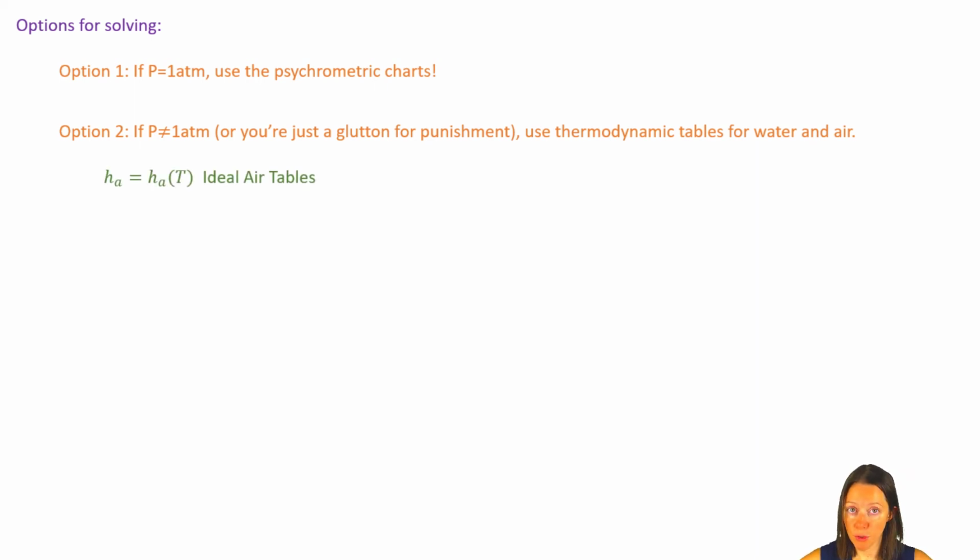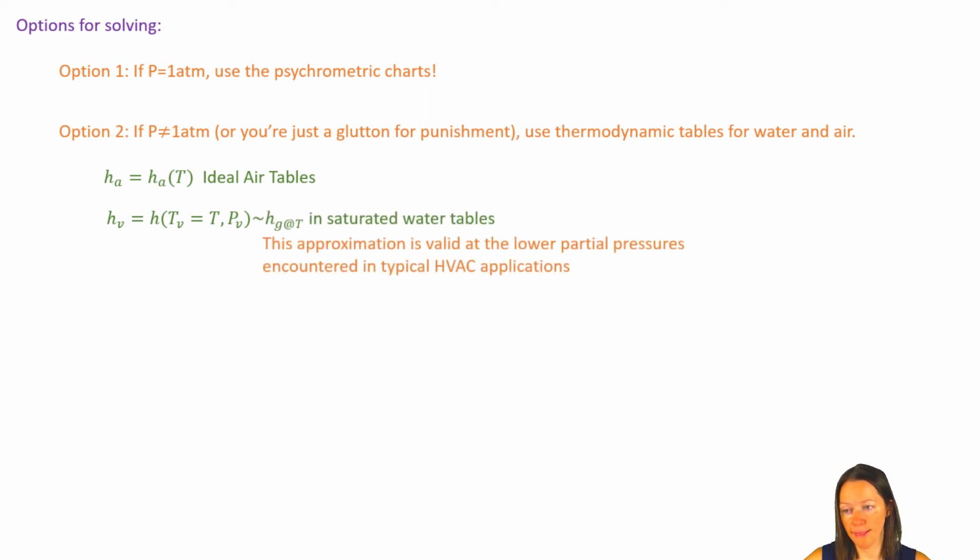So if you have to use your thermodynamic tables, you can look up your h for the dry air in your ideal air tables. You can look up your enthalpy value for the water vapor in your steam tables, and you need 2 independent intensive properties to fix your state. So you've got temperature and pressure of the water vapor, but for atmospheric air, we simplify things and we just approximate it as h sub g at T, and that way you're not interpolating in those superheated tables or anything. And that's valid for the low partial pressures that you're going to find in most air conditioning applications.